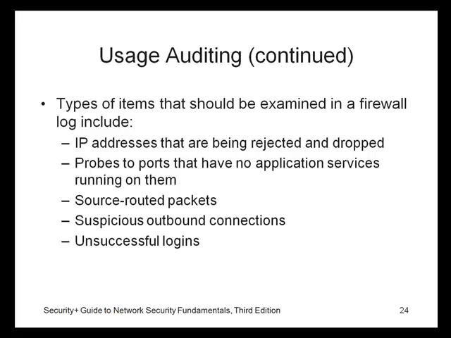IP addresses, types of things, IP addresses being rejected and dropped, probes to ports that have no application services running on them, probes, the things that we're doing, port scanning, that's what we're talking about, is probes trying to find something that's open. Source routed packets are packets that come from the outside to the inside, from the outside that have the IP address of your internal network. You don't want those in. That's somebody trying to compromise your internal network.